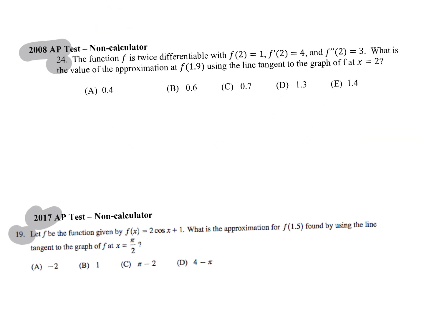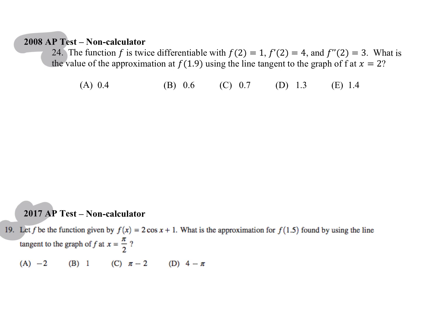So 2008 says, hey, the function, they gave us this point. F of 2 is 1. They said F prime of 2 is 4. They said F double prime of 2 is 3. What is the value of the approximation when x is 1.9? You guys, is 1.9 pretty close to 2? Yeah, look at this. Using the tangent line.